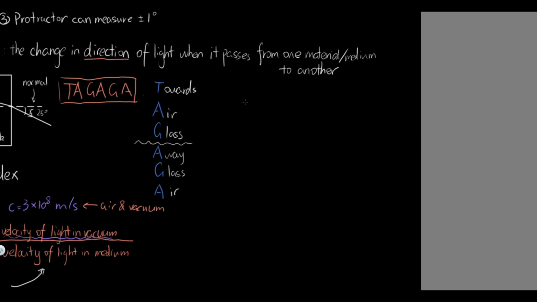Another thing about towards and away that I forgot to mention is that it doesn't only apply to air and glass. It applies when light travels from any less dense medium to a denser medium. So if you replace this with water and glass, or air and water, or whatever, it's still going to work. As long as it's traveling from a less dense medium to a more dense medium, it's towards. And when it's traveling from a denser medium to a less dense medium, it's away. That's just something I would like to point out.